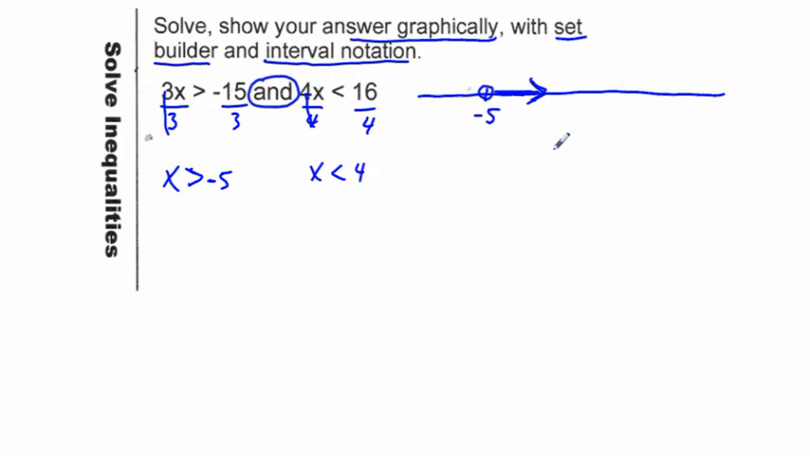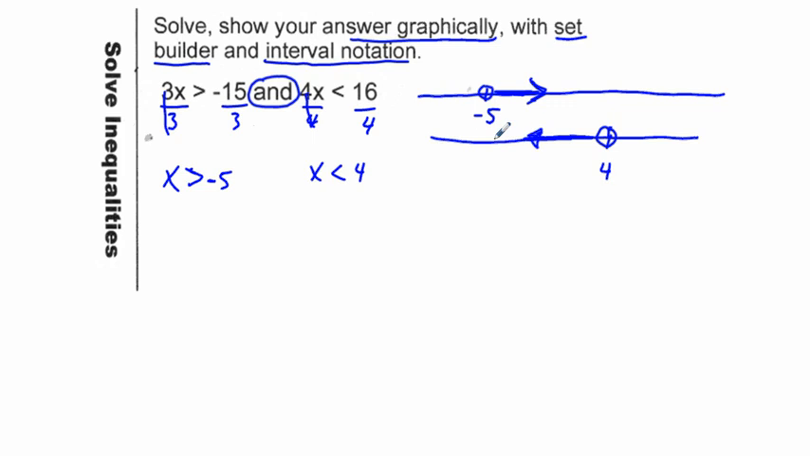And less than 4 looks like this. We're drawing another number line. So we have 4 here, and we draw an open circle here to represent not equal to, and we go to the left.